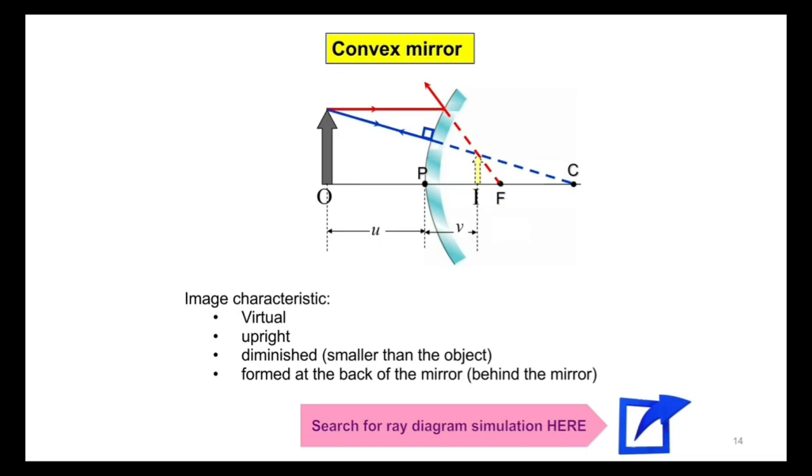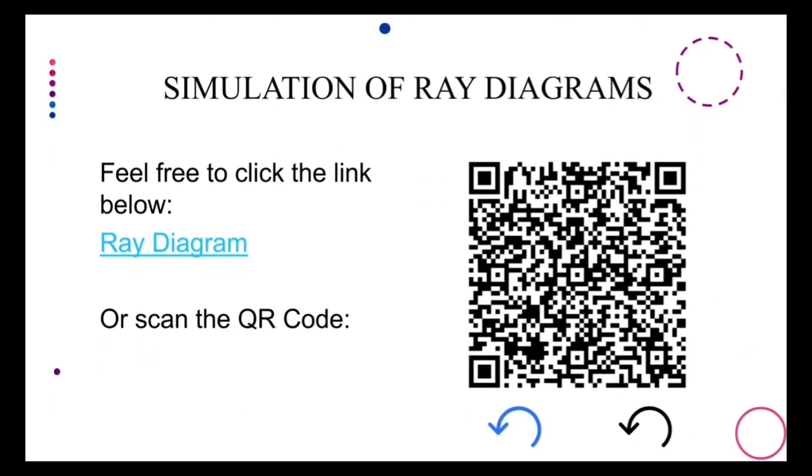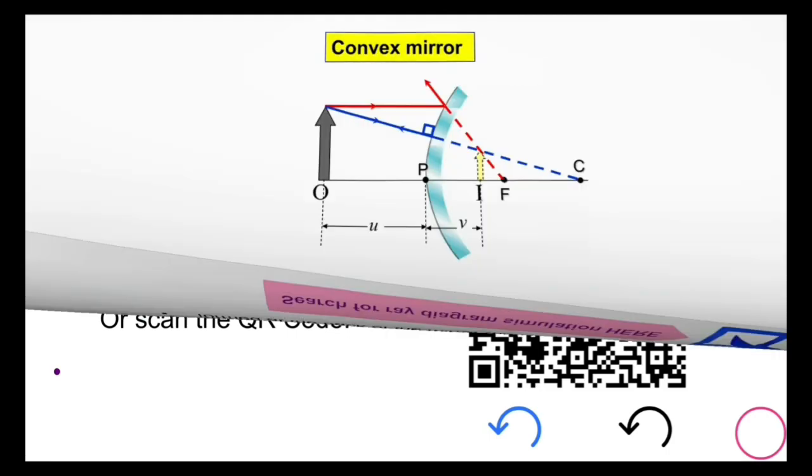Next is the convex mirror. It doesn't matter the position of the object, the image of a convex mirror is always virtual, upright, diminished, and it forms behind the mirror. You can search for a ray diagram simulation here. Either you click the link given or you scan the QR code.